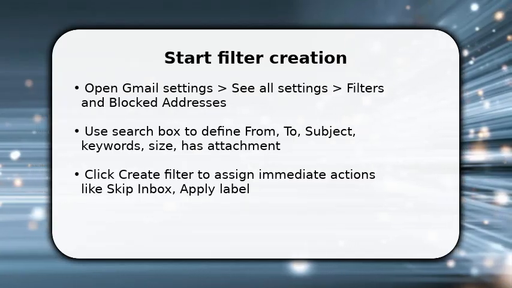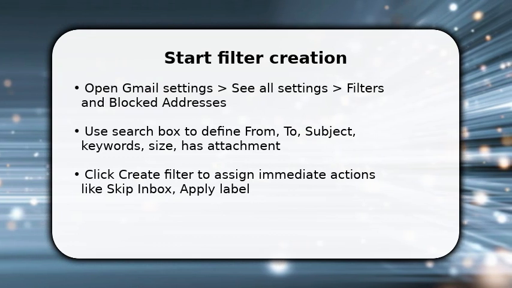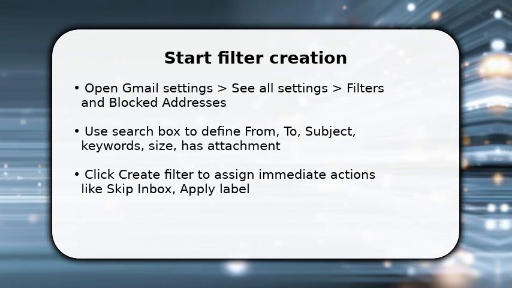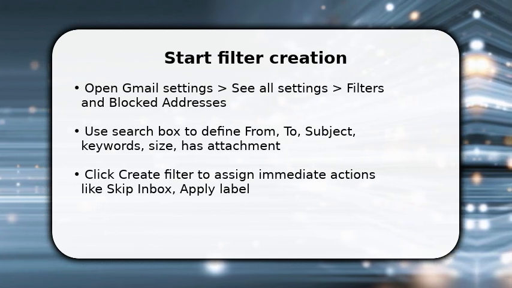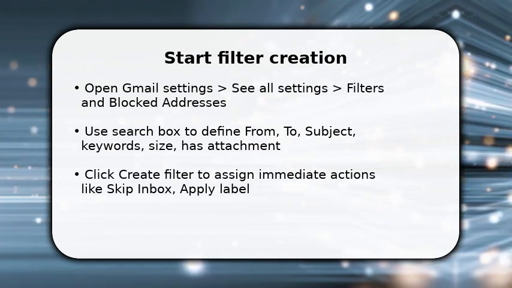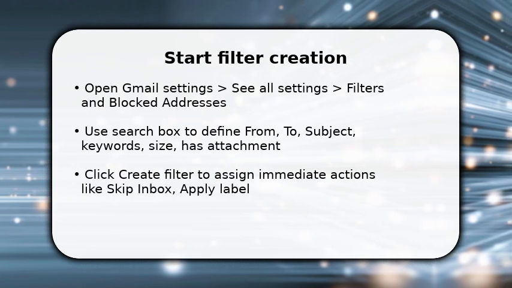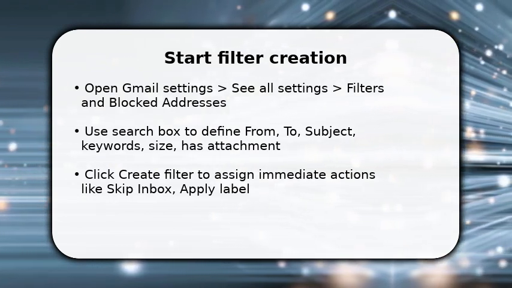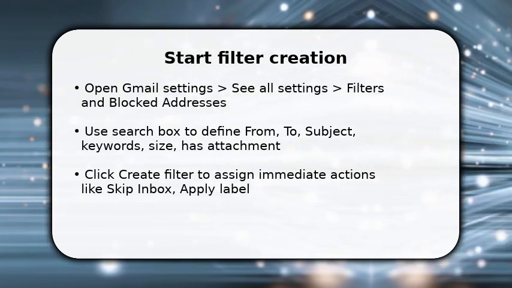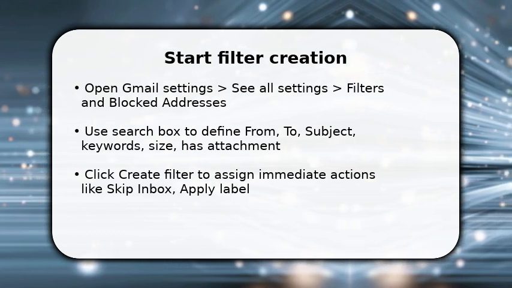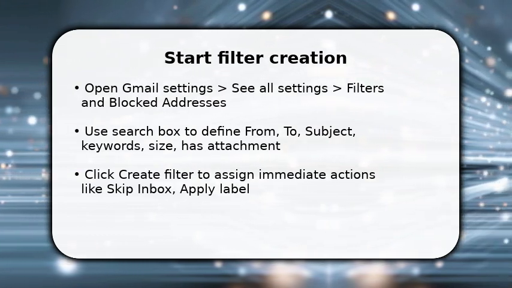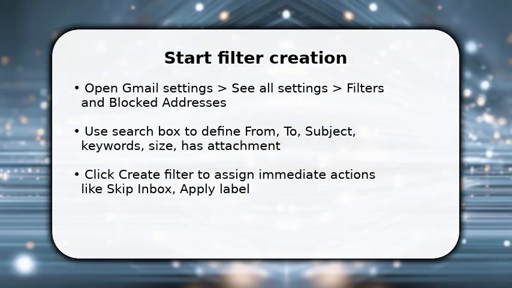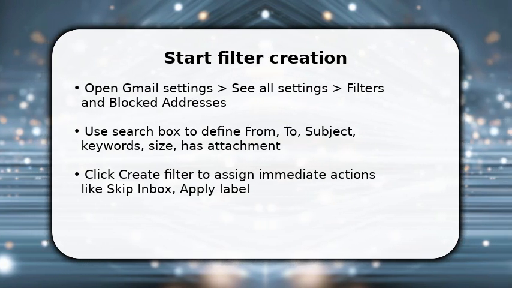You open Gmail and jump straight to filters and blocked addresses in settings. First, use the search bar to capture the exact criteria you want: sender, subject words, attachments, or size, and test the query. Once done, click Create Filter and choose immediate actions such as skip inbox or apply label. Make sure to check the box for matching existing conversations if you want retroactive sorting. This gets the rule active now, so new messages are handled automatically.